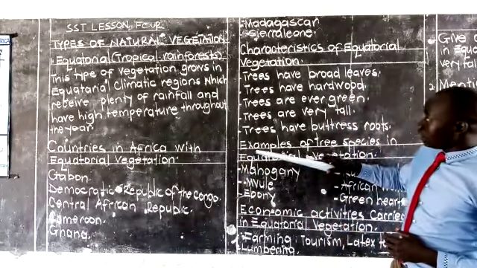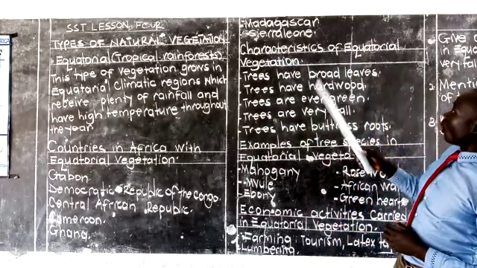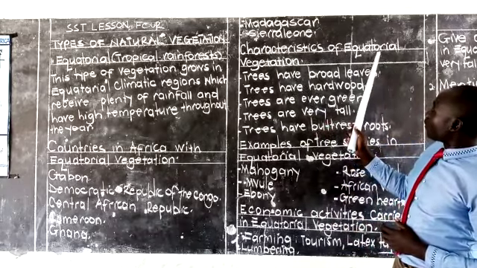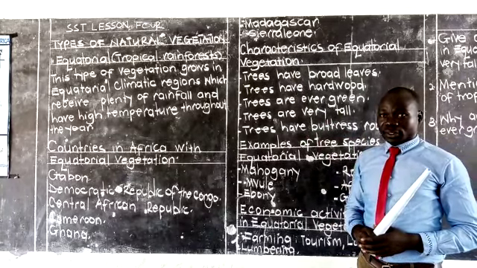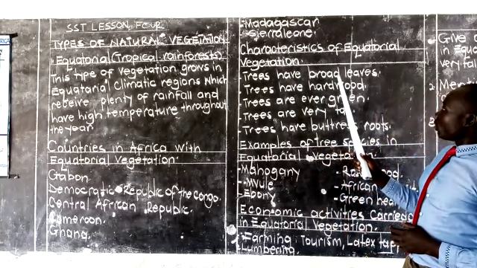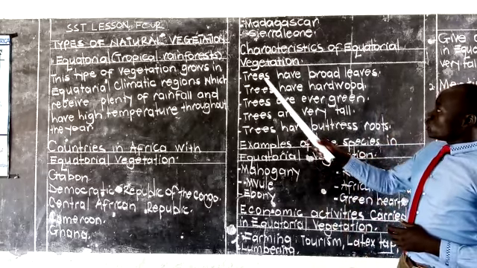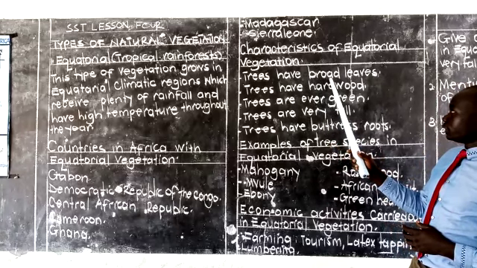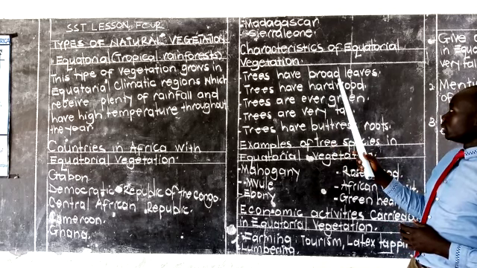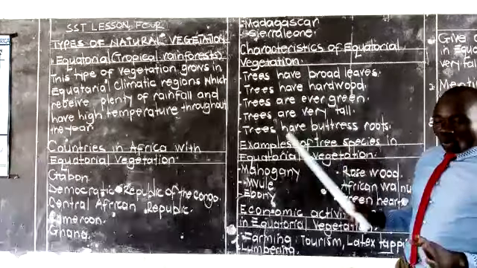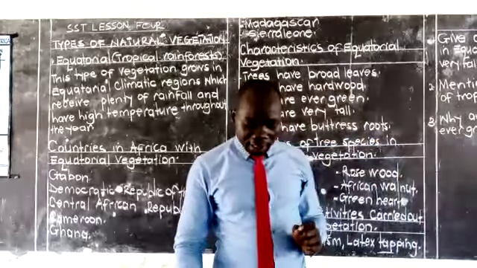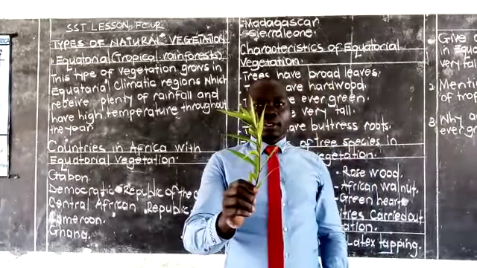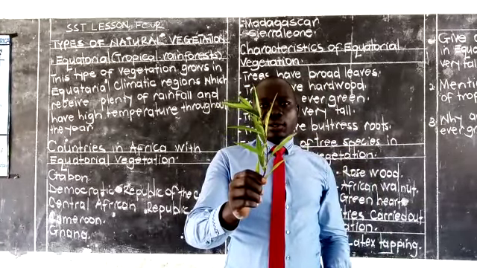So our next heading is talking about the characteristics of equatorial vegetation. We said trees have broad leaves. Are we seeing the spelling of the word broad? The word is broad. Broad leaves. Look with me here, I have two leaves. One of them is this one. This leaf is called a thin leaf.